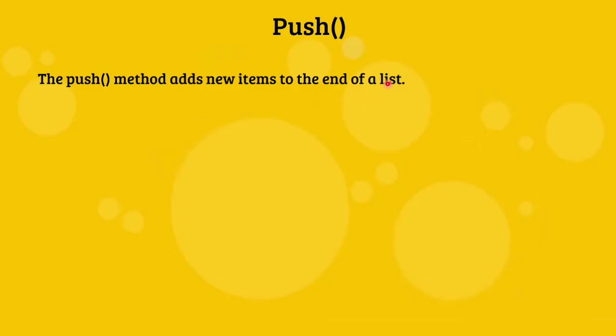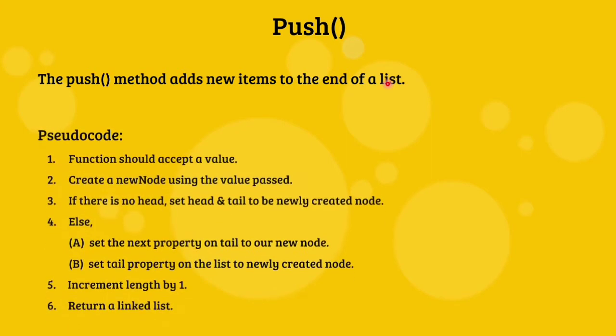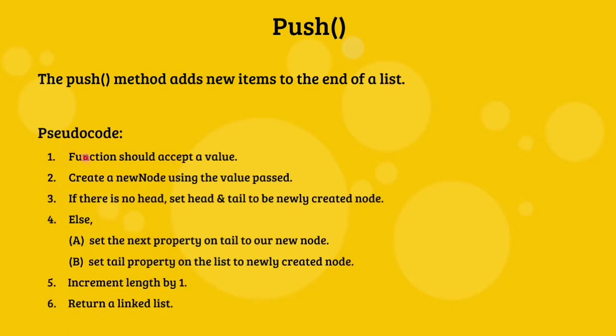If we write pseudocode for our push method, it will be something like this. Here, function should accept a value. Then, create a new node using the value passed. If that is done, we check if there is no node, set head and tail to the newly created node. Else, set the next property on the tail to our new node, and set tail property of the list to our newly created node. Once that is done, we simply increment length by 1, and then we return the linked list.